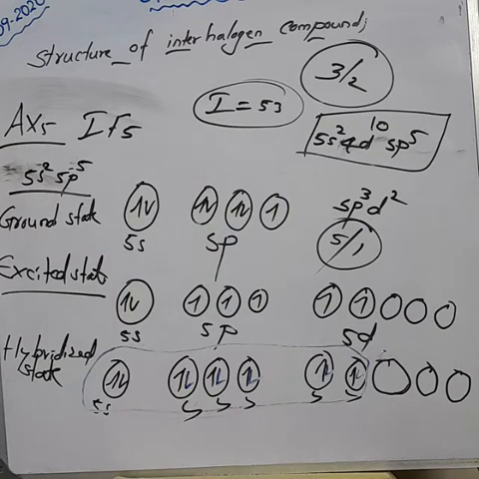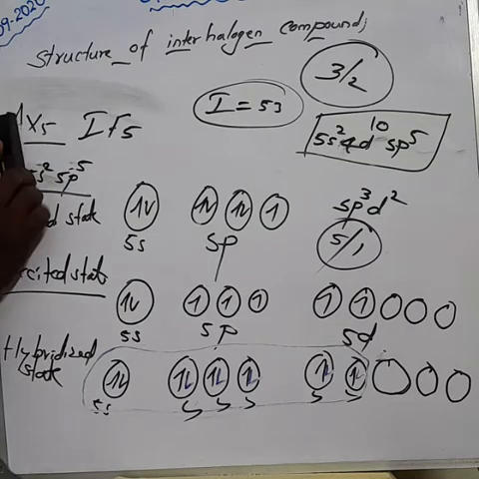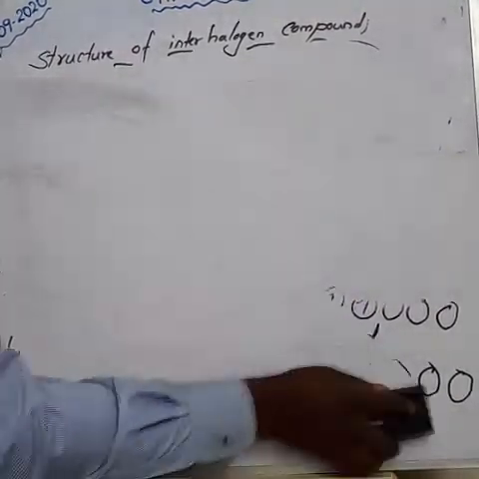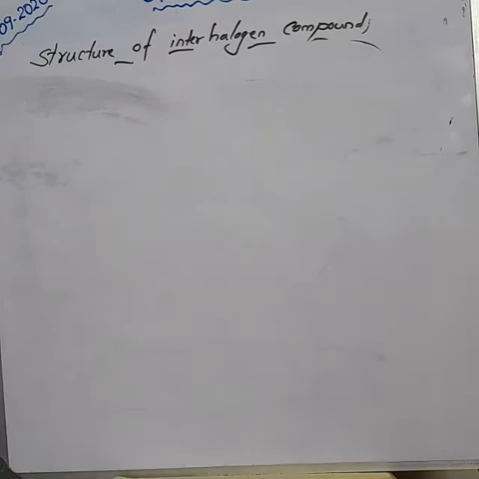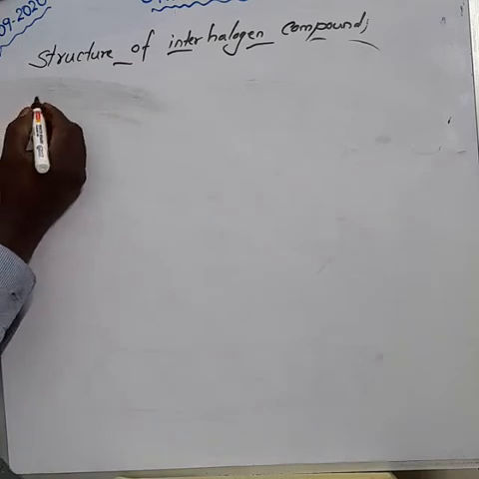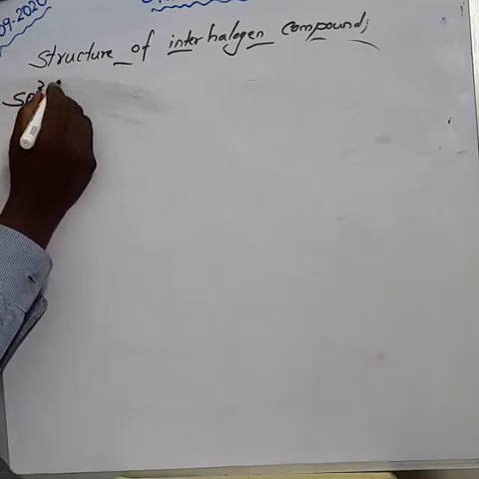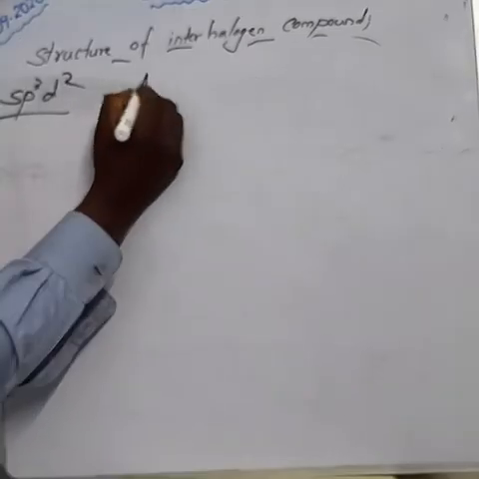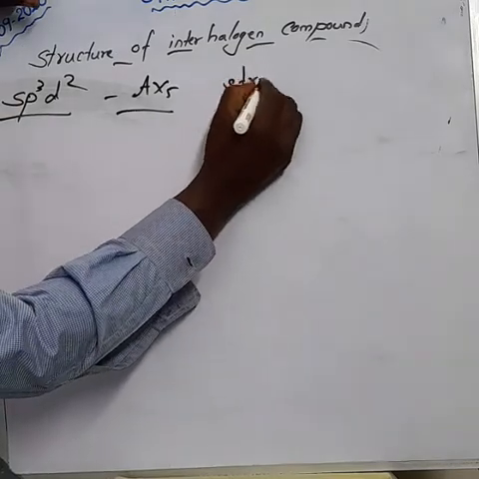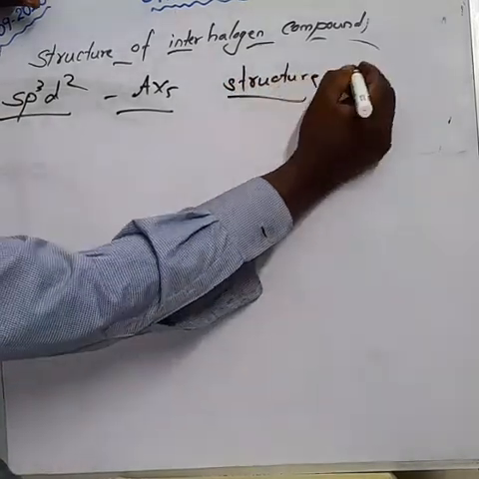Then what is the structure of this AX5 molecule? Already I told you that it is square pyramidal. For the NEET students, don't forget square pyramidal. Okay. And we should draw the structure. Square pyramidal. Hybridization, I already told you, sp3d2. What is the type? AX5 type. Am I right? AX5 type. The structure is square pyramidal.